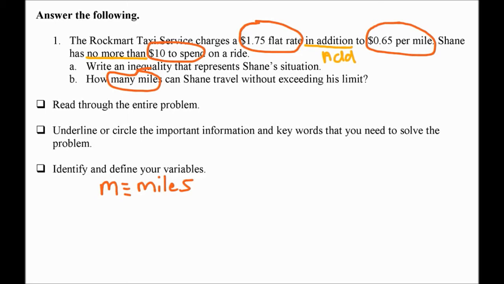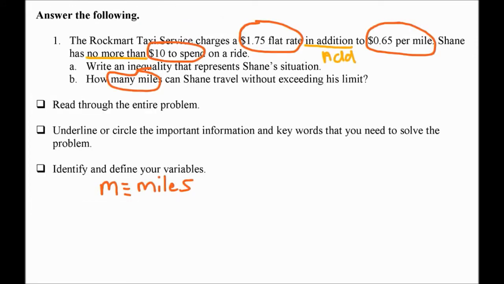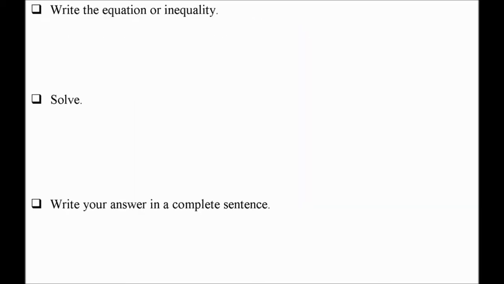Okay, m is miles. Now we go on to probably the hardest part of this entire process, and that is writing the equation or the inequality here. The best way to do it is to go back to your keywords, look at your keywords, and look at your numbers. So start by writing the first number. That's a good place to start. What is the first number that's given? $1.75 flat rate. So I'm just going to write $1.75 flat rate.